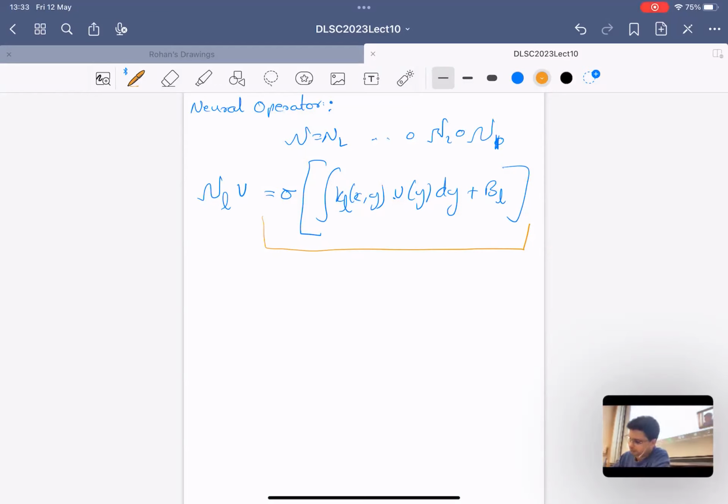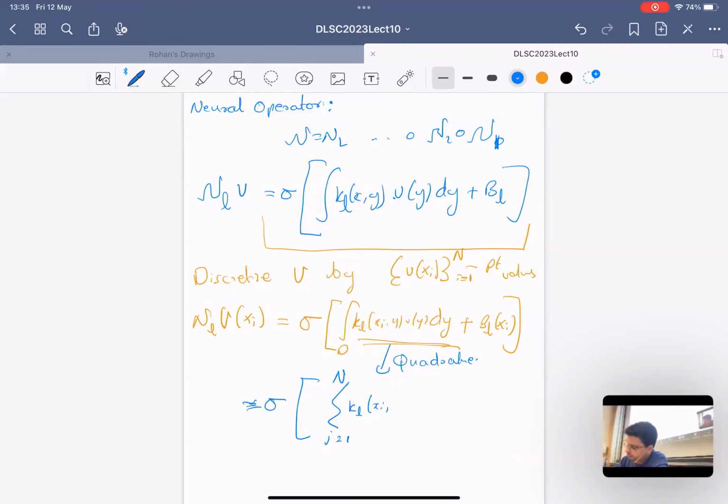So what is the sum? It is a summation over j from 1 to, let's say, n. So we have n points. The same points where we're evaluating the functions are the quadrature points. For simplicity, these can be different, but here they are the same. Then it is K_L of x_i, y_j, so essentially I've stored it as an n times n matrix, and then V of y_j and some weight omega_j, plus B_L of x_i. So this is how you evaluate it in practice. You have to do a quadrature.